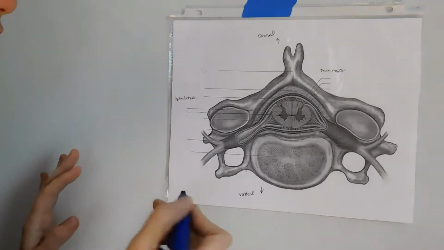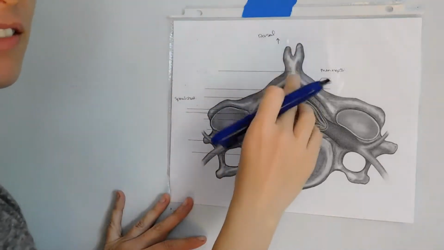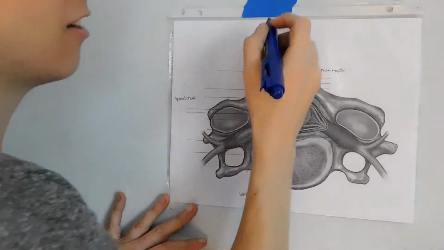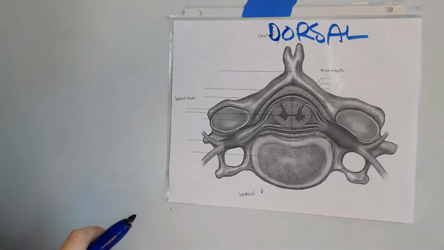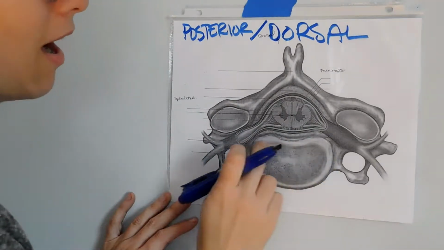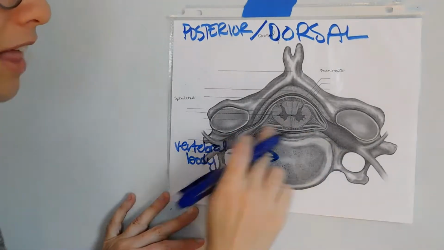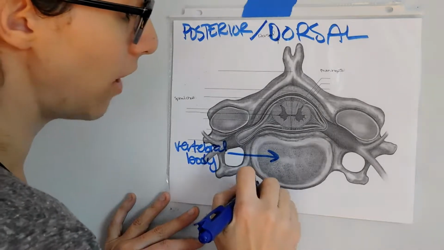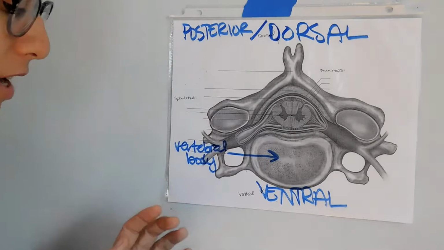And first we need to know that the end that has the kind of tail, that spiky thing that sticks out, that is the dorsal side. The dorsal side is the back or posterior. And then the vertebral body, this big fat thing here, this flat piece is the ventral side, which is your anterior side. So this side faces the front. So this is our orientation.